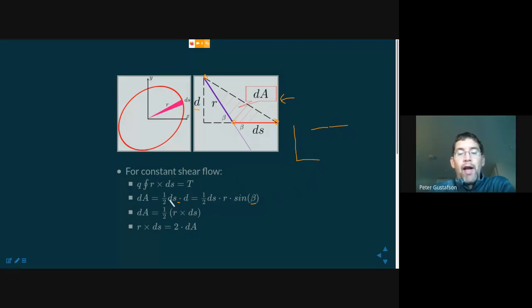Now, why do I show you that? It's because then we can recognize that differential area is equal to, this is in magnitude, r cross ds, because the sine of beta is the cross product of the included angle. So 1/2 r cross ds. And then we can rearrange that to say that r cross ds is nothing more than 2 times the differential area of the triangle.